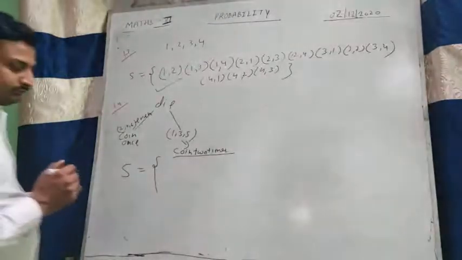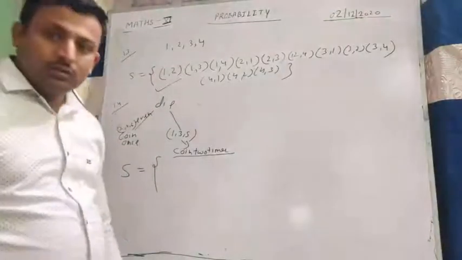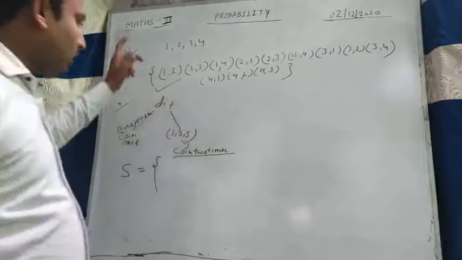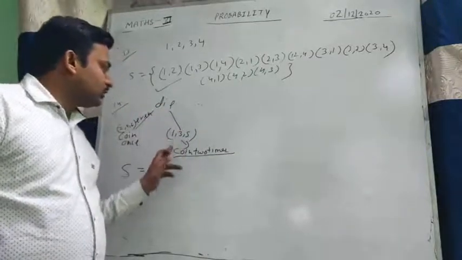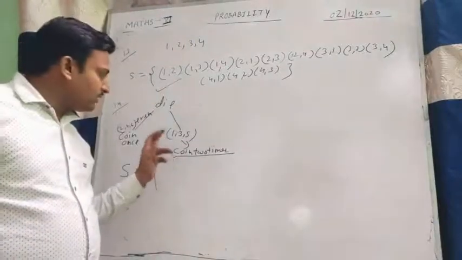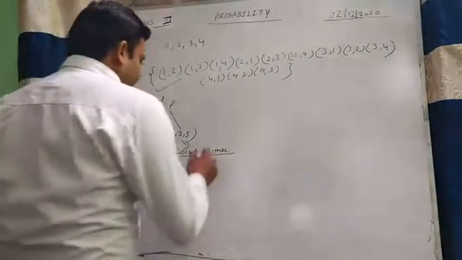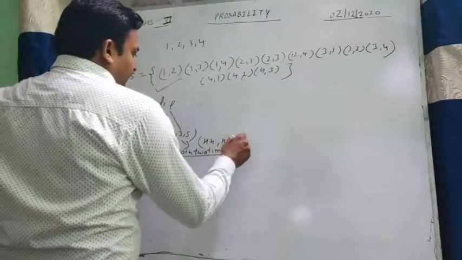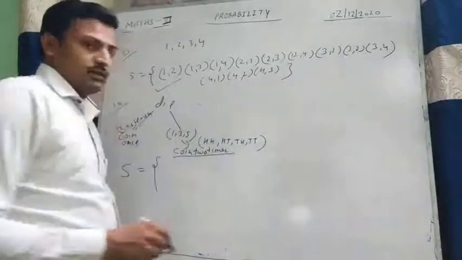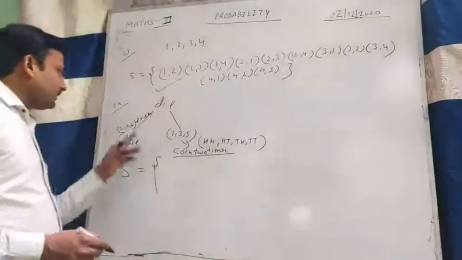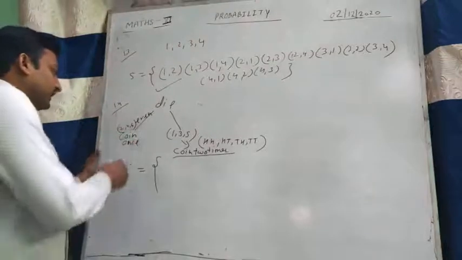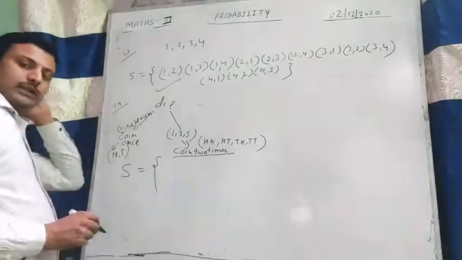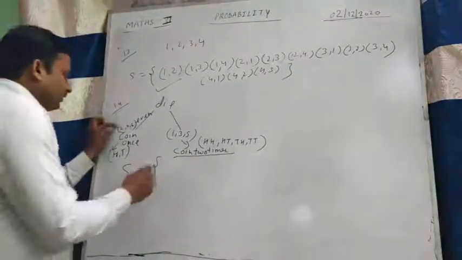So look here. The question says that if a die is rolled and an odd number comes, then after getting the odd number we toss a coin 2 times. So the possible outcomes will be HH, HT, TH, TT. But if 2, 4, 6 come, then we toss once. So the outcome is H and T.